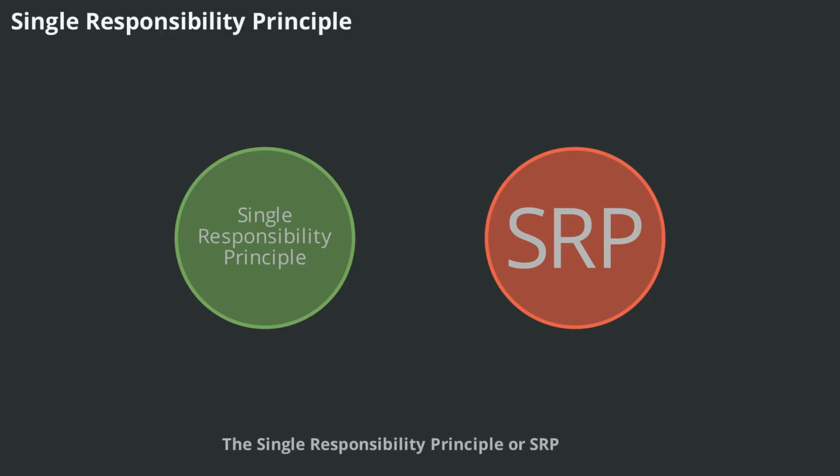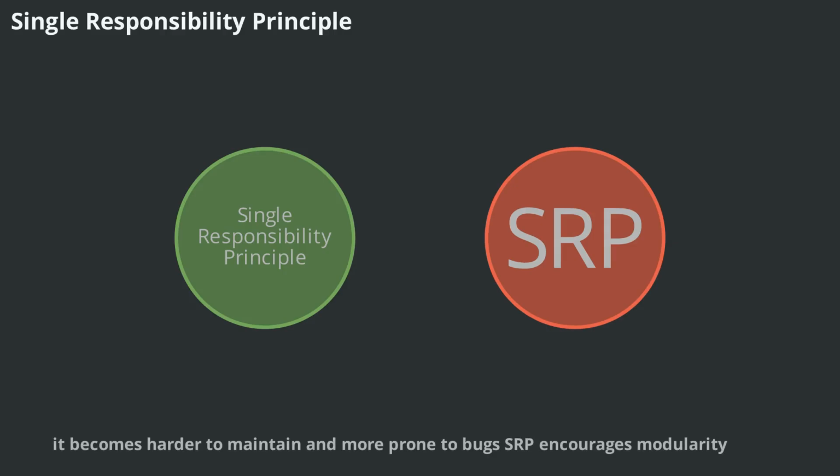Single responsibility principle, or SRP, states that a class should have only one reason to change. In other words, each class should focus on a single responsibility or functionality. When a class handles multiple concerns, it becomes harder to maintain and more prone to bugs. SRP encourages modularity, making your code easier to test and update. Let's look at how this principle applies in a Spring Boot application.